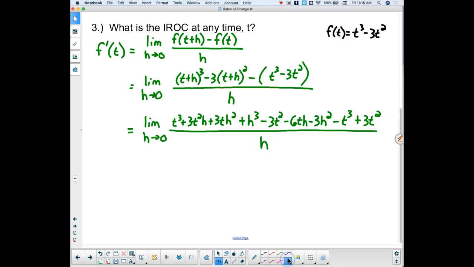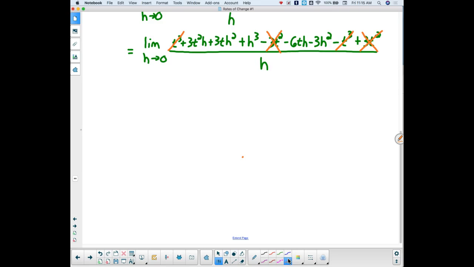Now, any non-h term should be gone, right? t cubed minus t cubed, and minus 3t squared plus 3t squared eliminates both of those, right? And then, so that's going to be the limit as h goes to 0.